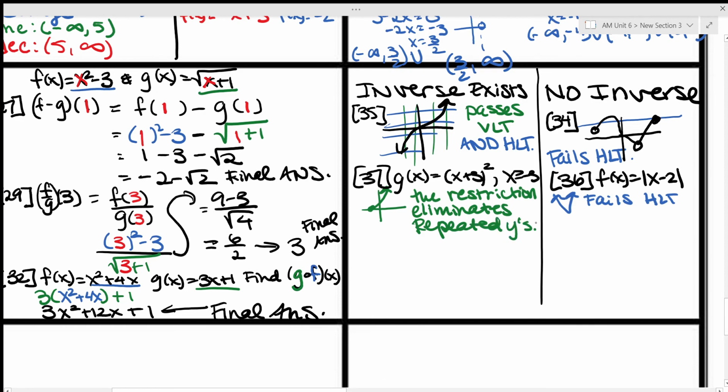I'm just going to put repeated y's. Okay, 38. Inverse or no inverse? It's going to be an inverse.